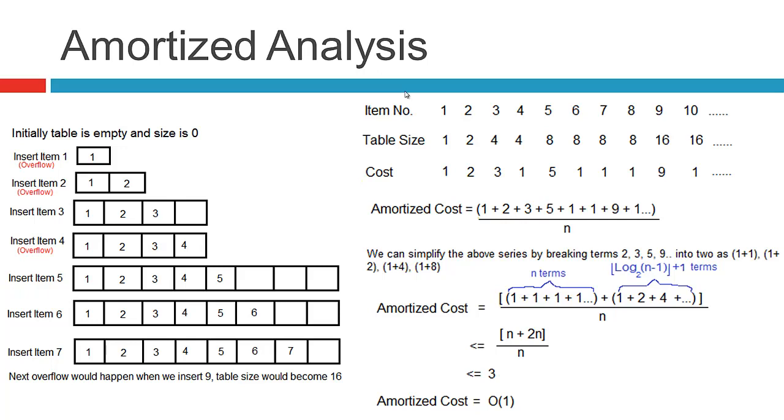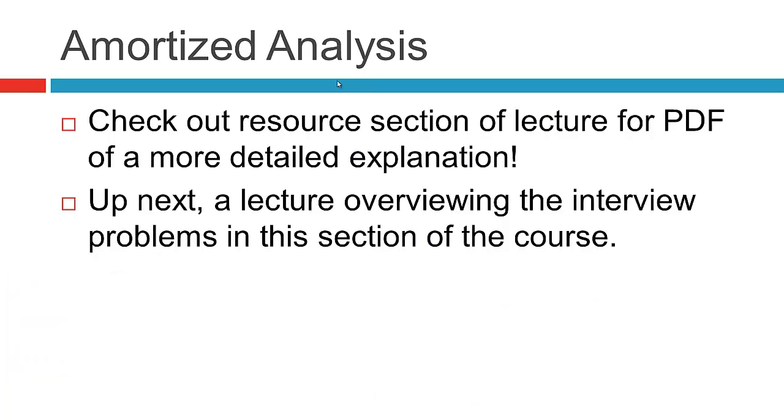So the amortized cost, we can sum this all up and divide it by n, the number of items in that array. And we can simplify that series by breaking the terms 2, 3, 5, 9 into 1 plus 1, 1 plus 2, 1 plus 4, 1 plus 8. So we have those n terms, 1 plus 1 plus 1, and then using a bit of a math trick, we can have the other ones go 1 plus 2 plus 4, etc., divided by n. Meaning we have n plus 2n over n, and when you divide n out, that will be just 1 plus 2, which is 3. So the amortized cost is actually constant at order 1.